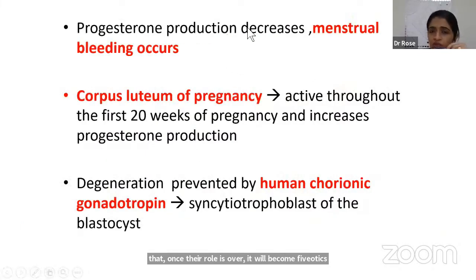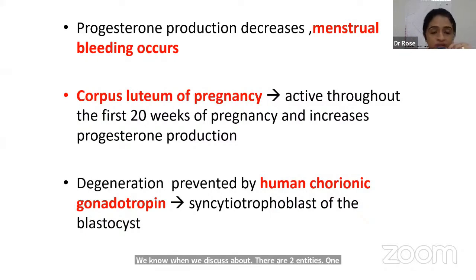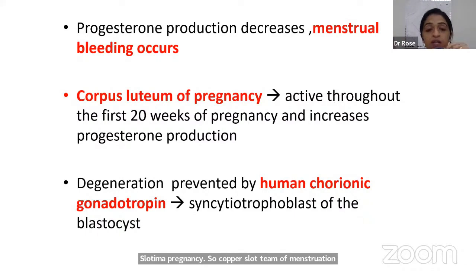So the progesterone production decreases, and when the progesterone production decreases, it results in menstrual bleeding. When we discuss corpus luteum, there are two entities. One is corpus luteum of menstruation and the other is corpus luteum of pregnancy. Corpus luteum of menstruation will be present for just 1 or 2 weeks, but corpus luteum of pregnancy will be there till the end of the first 20 weeks. That means till the placenta takes over, this corpus luteum will be providing progesterone for maintaining the pregnancy.